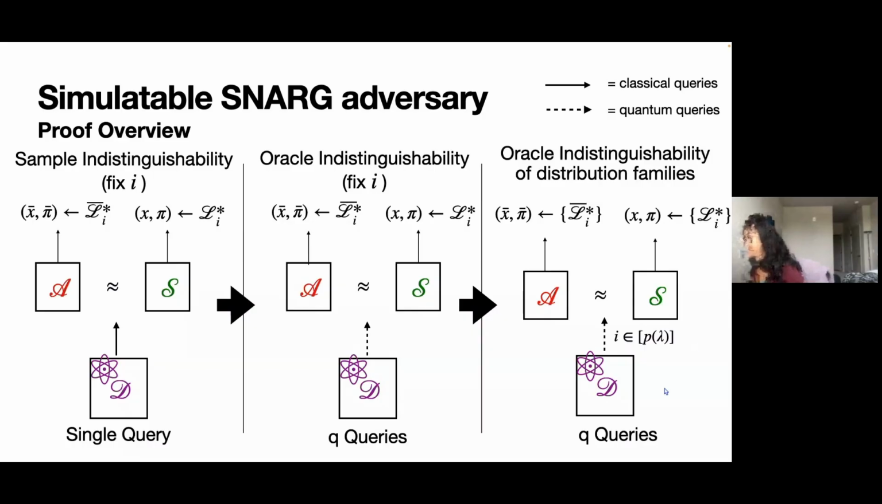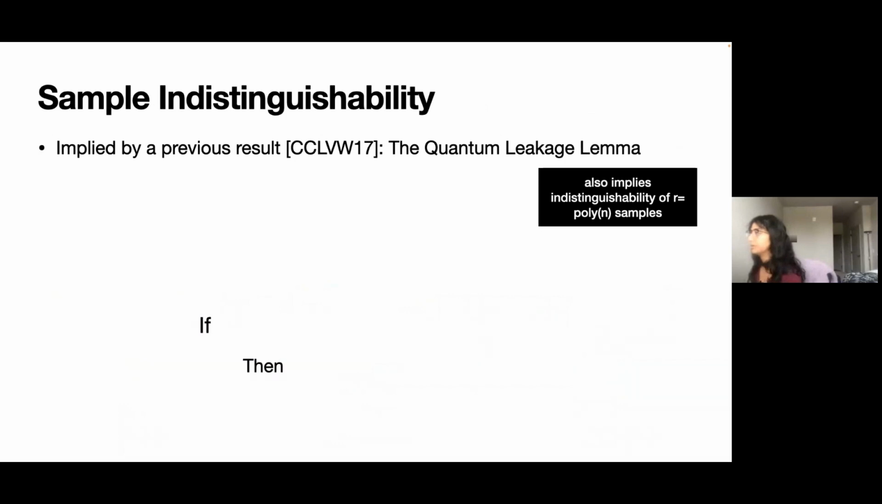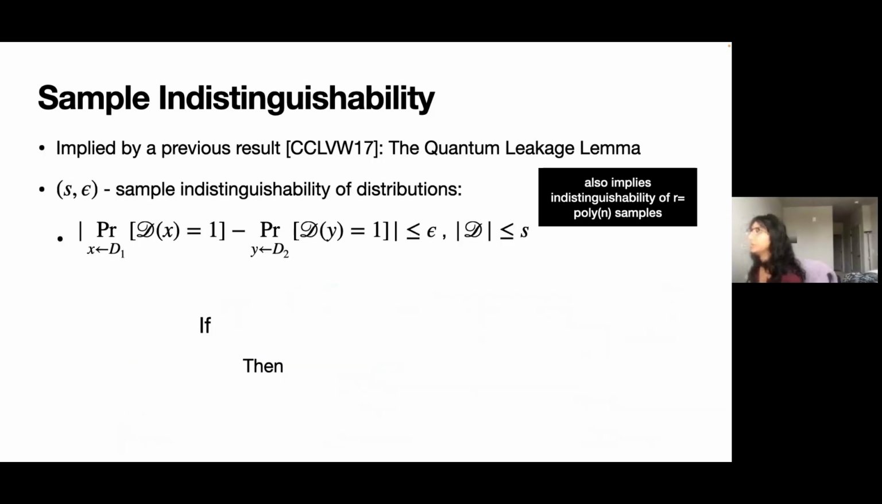Right. So we finally get to this final point where the distinguisher is allowed to make a polynomial amount of quantum queries to the entire distribution family, and we can preserve indistinguishability. Maybe I'll briefly go through each one of the steps. Sample indistinguishability has previously been shown. It's implied by a previous result called the quantum leakage lemma. Basically this shows S epsilon sample indistinguishability of the distribution. Here S refers to the size of the distinguisher, and epsilon refers to the indistinguishability of the two distributions. So for size S distinguishers, it has advantage epsilon for distinguishing two distributions D1 and D2.